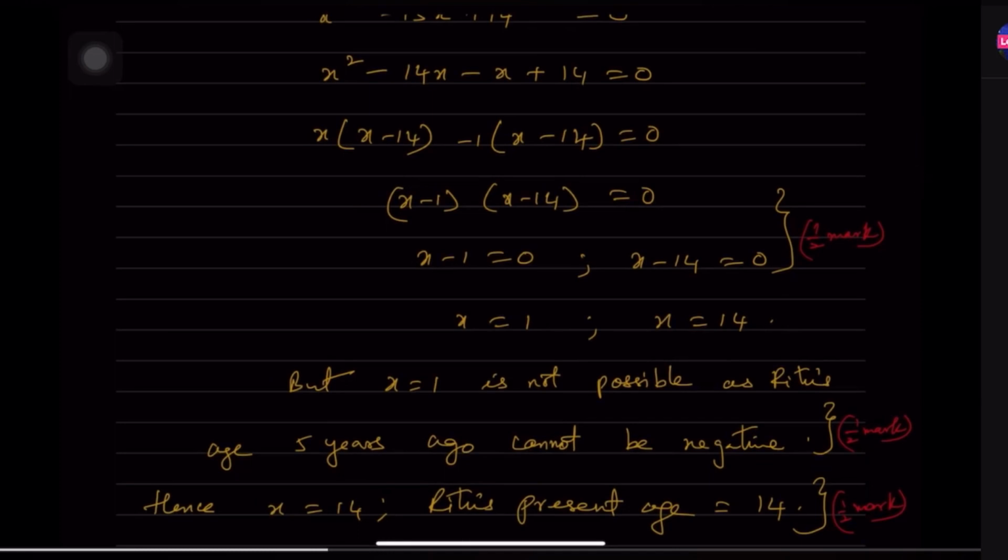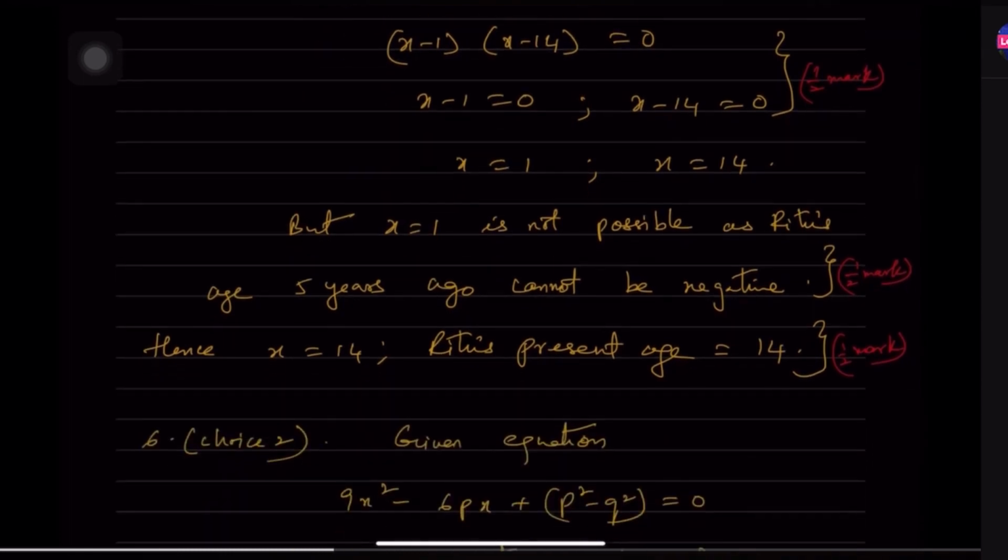But x is equal to 1 is not possible, as Ritu's age 5 years ago cannot be negative. If you write x minus 5, then if you put 1 minus 5 you are getting minus 4, and nobody can have negative age, isn't it? So therefore that is not valid. x is equal to 1 is not possible. Hence x is equal to 14. Ritu's present age is 14.